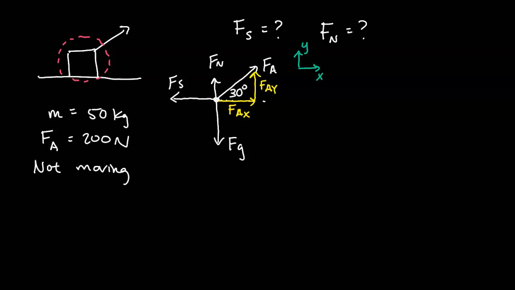Next, I'm going to redraw my force diagram with those components. So I have Fg, I have Fs, and I have Fn. And now I'm going to just draw the components. So I have Fax, and I also have Fay. I'm going to draw it right here.